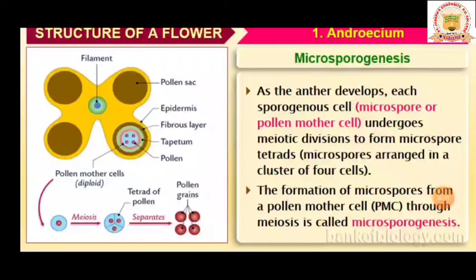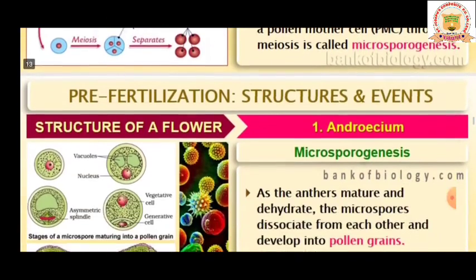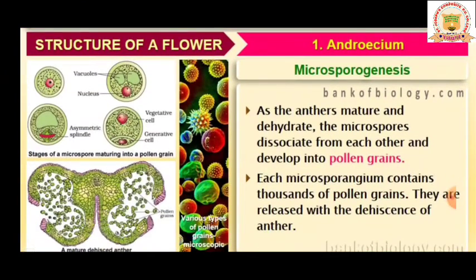Welcome back to part 3 of sexual reproduction in flowering plants. In my last video, I concluded my explanation till microsporangium, the development of microsporangium and how the anther matures, dehydrates, gets dehiscence and releases the pollen. So let me continue the same session.